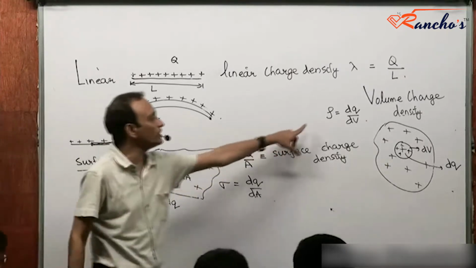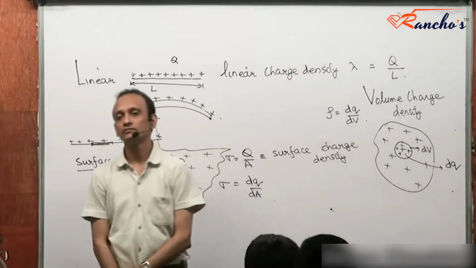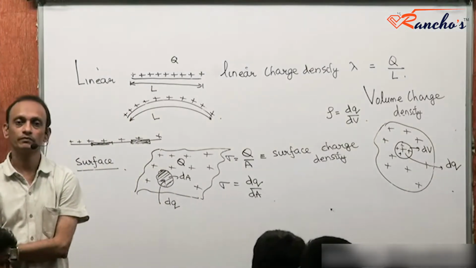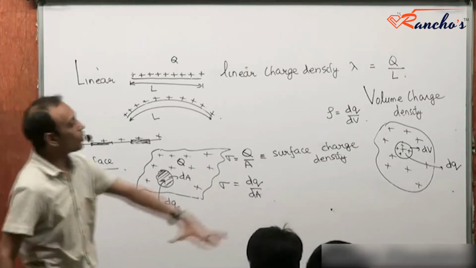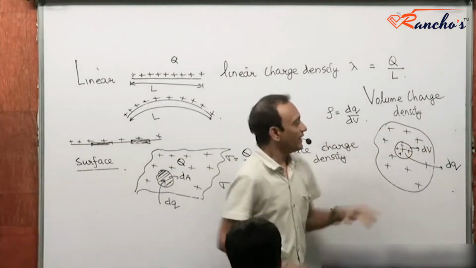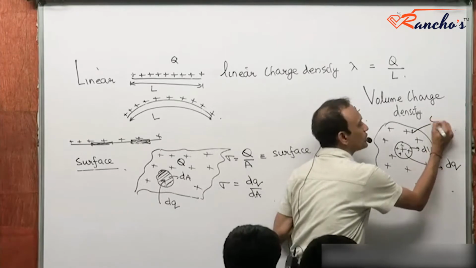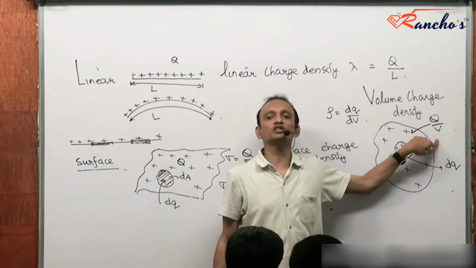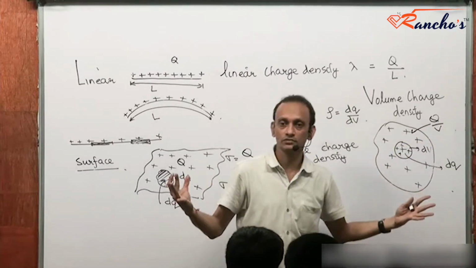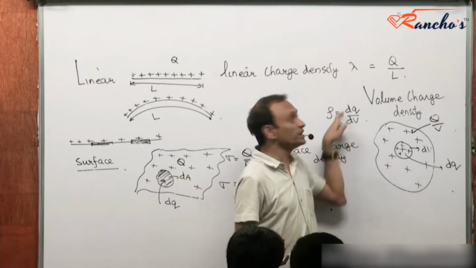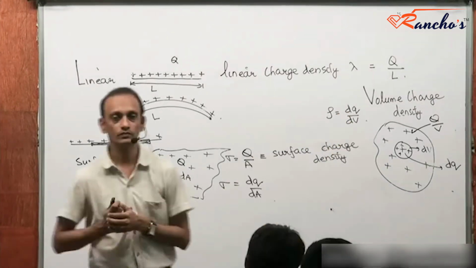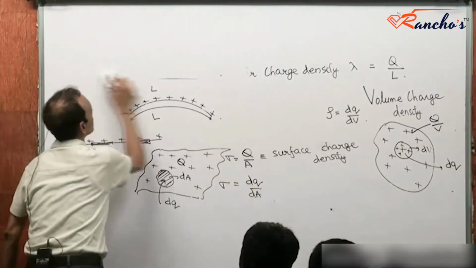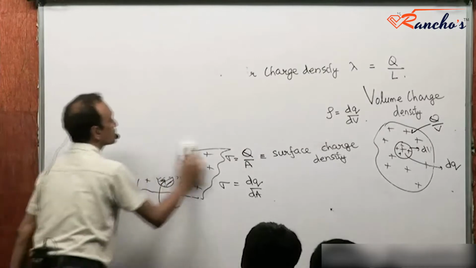The variable rho will depend on where I select my dV. It will vary. If rho is constant, and if Q is the total charge in this total volume V, then rho can be defined as total charge by total volume. Otherwise, it is dq by dV.